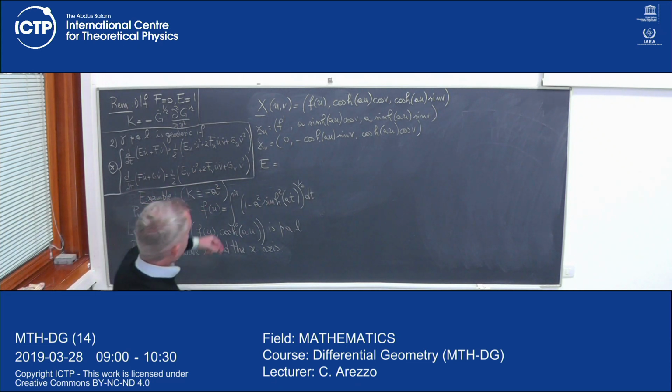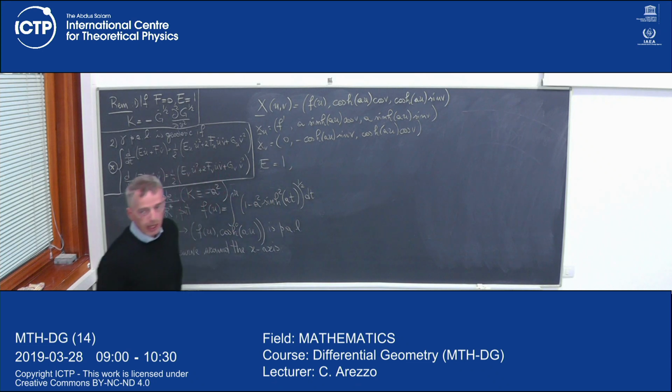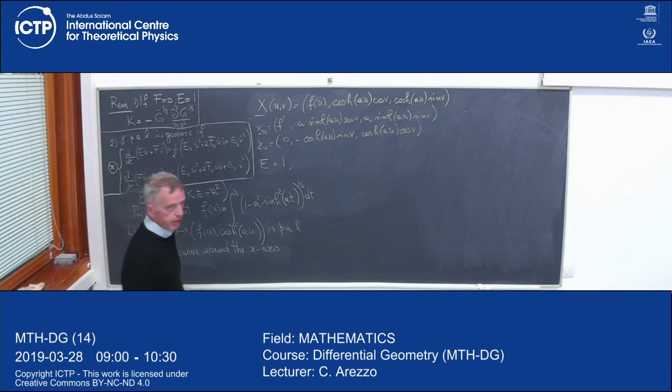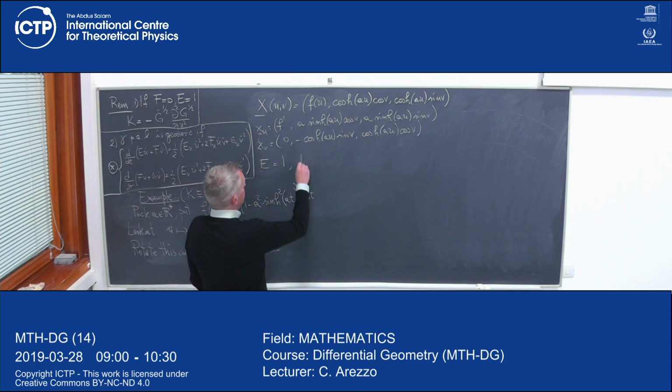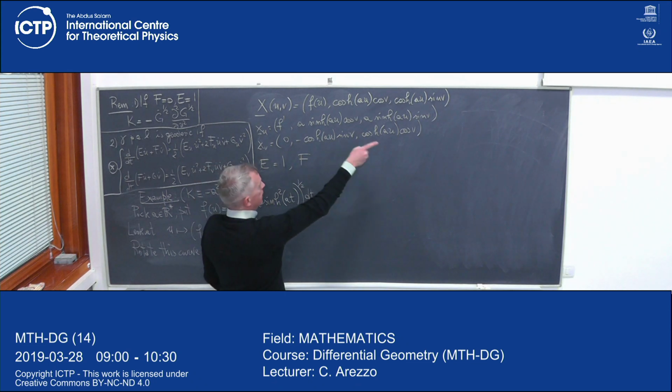Well, I spoiled the surprise. E is equal to 1, because as everybody remembers, cosh squared minus sine squared is equal to 1. Everybody should remember the difference between the usual trigonometric functions and the hyperbolic functions. And what is f? You don't have to remember anything, you just do it. And f is equal to 0.